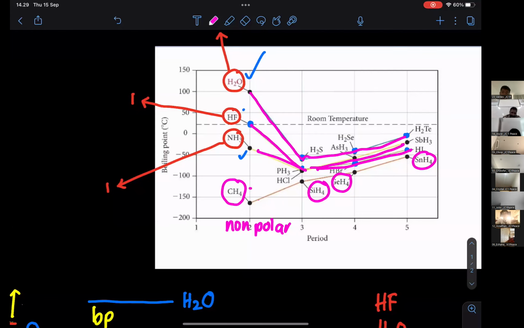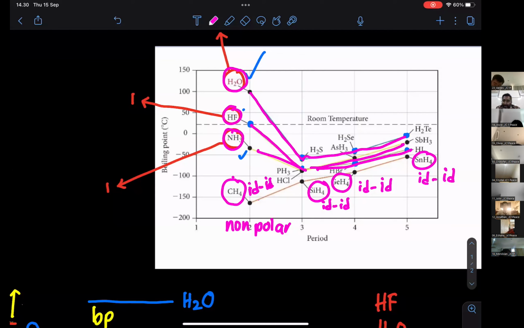But when it comes to non-polar molecules, what kind of intermolecular bonding are we talking about? It is ID-ID. ID-ID is the weakest intermolecular force of attraction, and previously we were talking about hydrogen bonding. Of course, ID-ID is going to be weaker. For CH4, the boiling point will be smaller because they only have instantaneous dipole induced dipole forces.